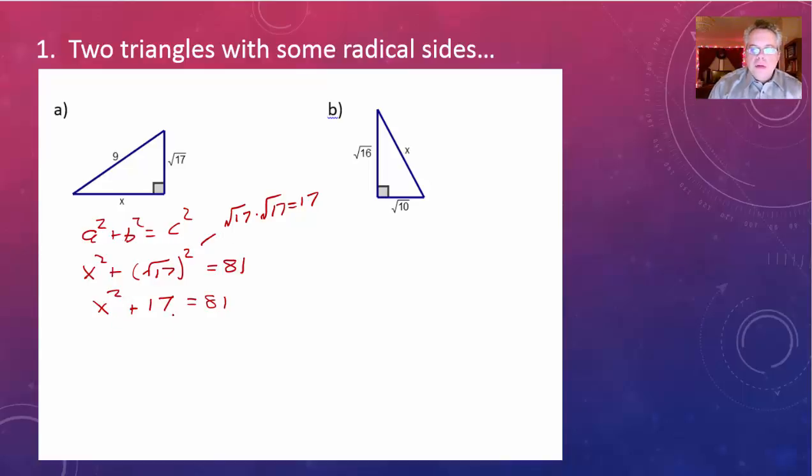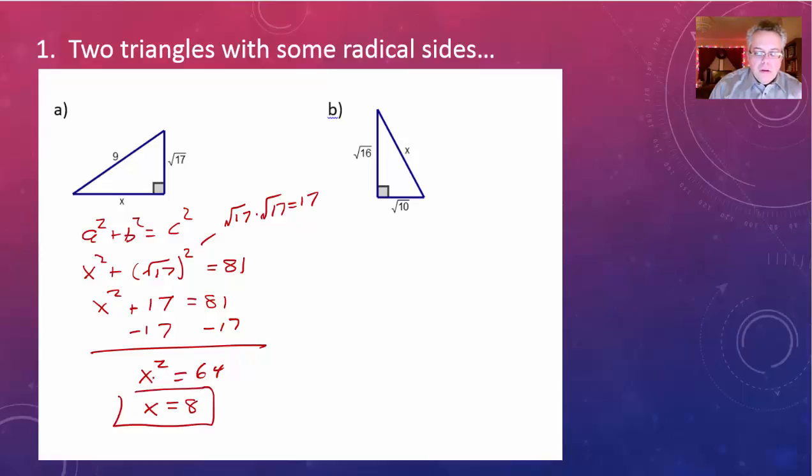All right, now we subtract 17 from both sides, and we get x squared equals 64. So x is the square root of 64, which is 8. So this side must be 8. So the sides of the triangle are 8, square root of 17, and 9.